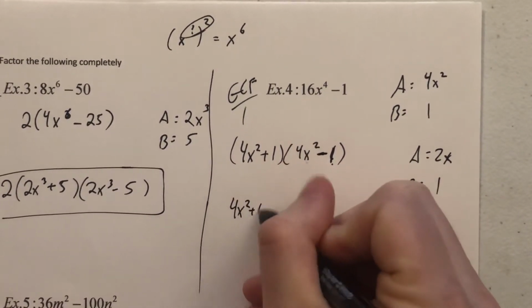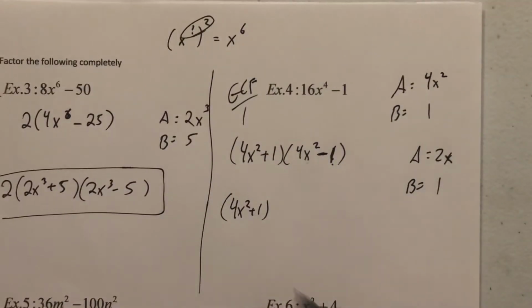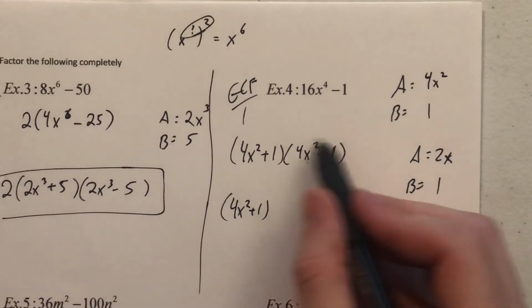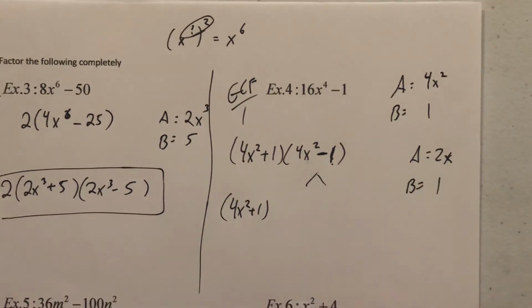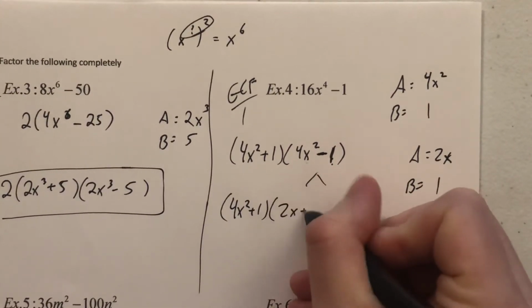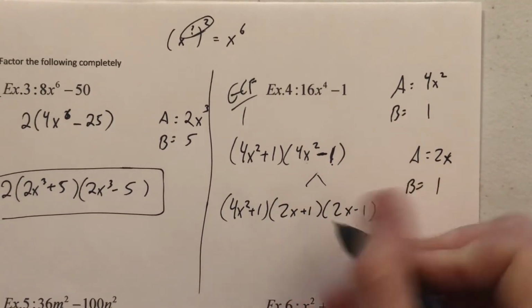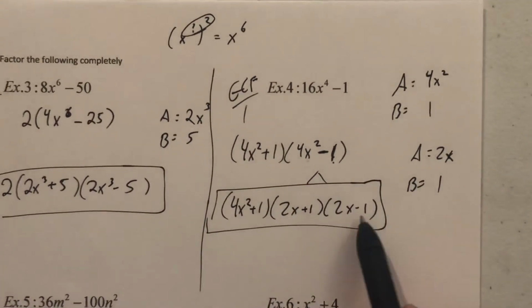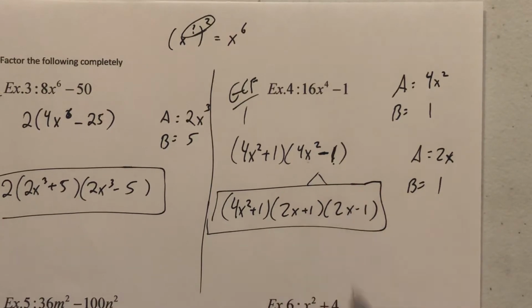This has to stay 4x squared plus 1 because we don't have a formula for the sum, the addition of squares. This only works for the difference, the subtraction. But now I can break it apart to 2x plus 1 and 2x minus 1. Now at that point, we're done. We can't break down further. That's not a square. This is not a difference of squares.